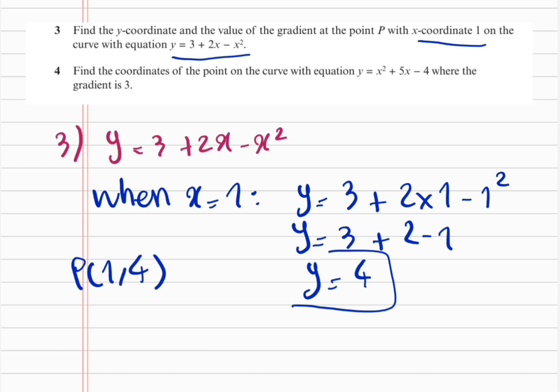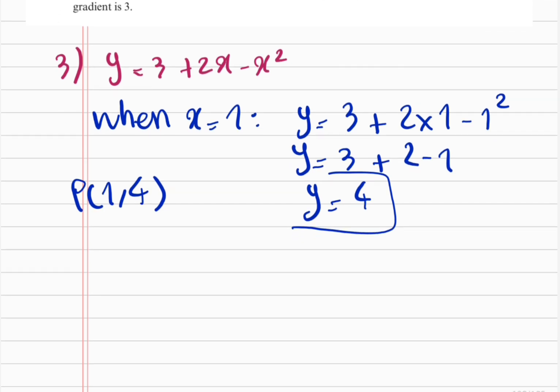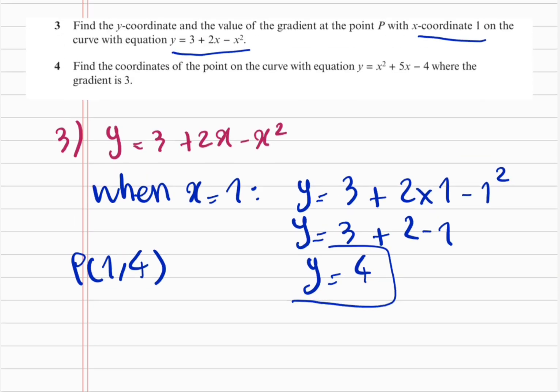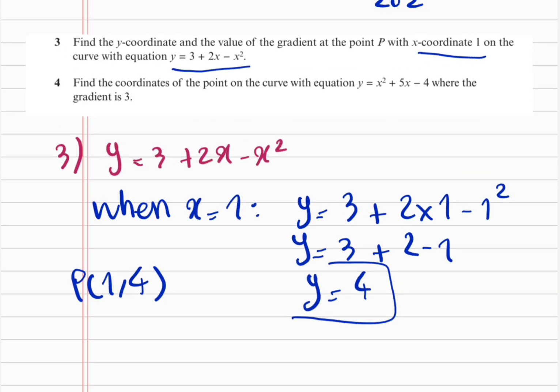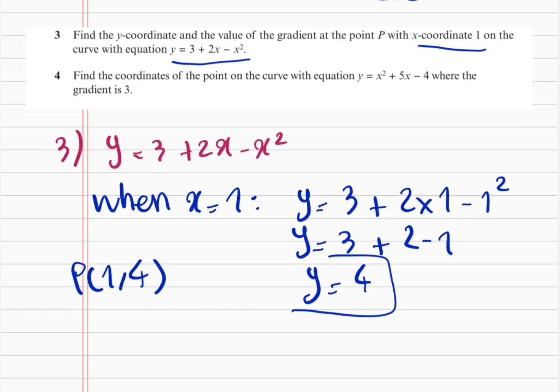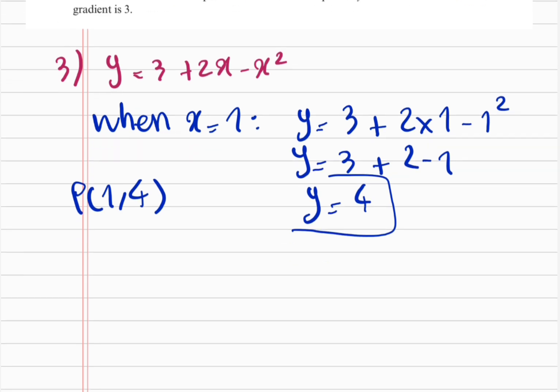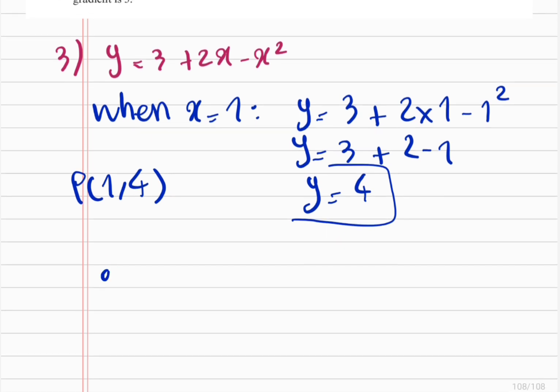Okay. But also, the question says to find the value of the gradient when x is equal to 1. So whenever you have an equation of a curve and you want to find the gradient at a specific x coordinate, you first differentiate the function and then substitute that x coordinate into the derivative equation to find the gradient. So in this case, we first find the derivative, which is dy/dx. So 3 differentiates to 0 because 3 is a constant and constants differentiate to 0. 2x differentiates to 2, and minus x squared is minus 2x.